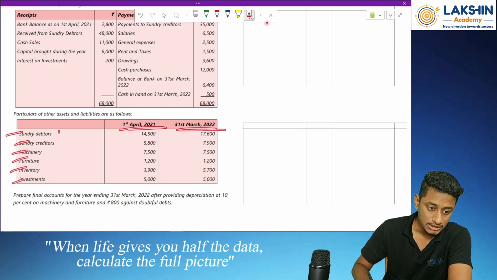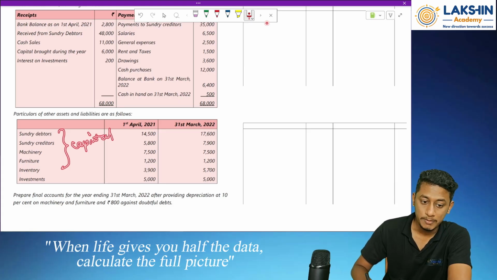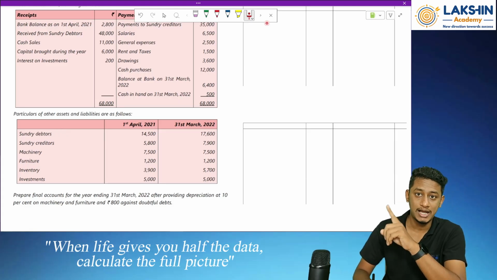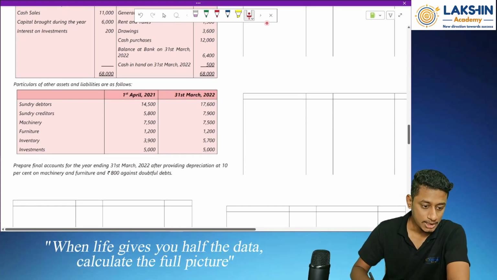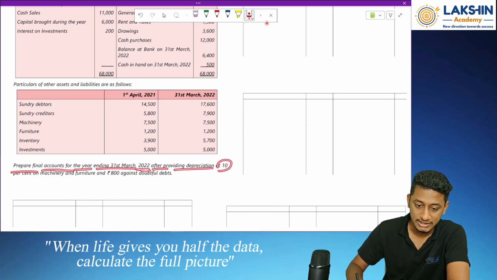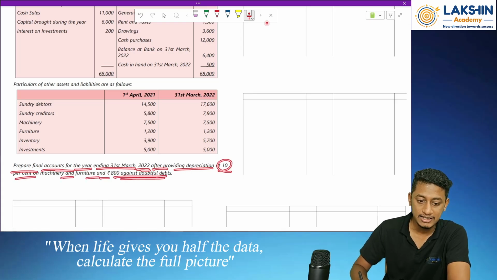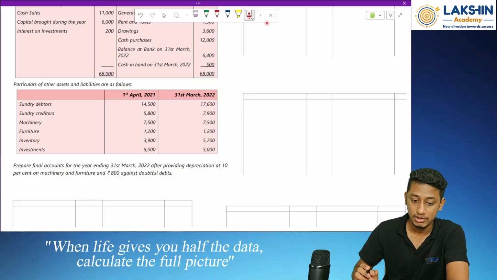See, nowhere is the value of capital given to us. Keep this in mind. To prepare the balance sheet, we need the value of opening capital or the closing capital. Any one of them should be given to us, but both of them are not given here. Then going ahead. Prepare final accounts for the year ending 31st March 2022 after providing depreciation at the rate of 10% on machinery, furniture and 800 against doubtful debts. So these many details are given to us.